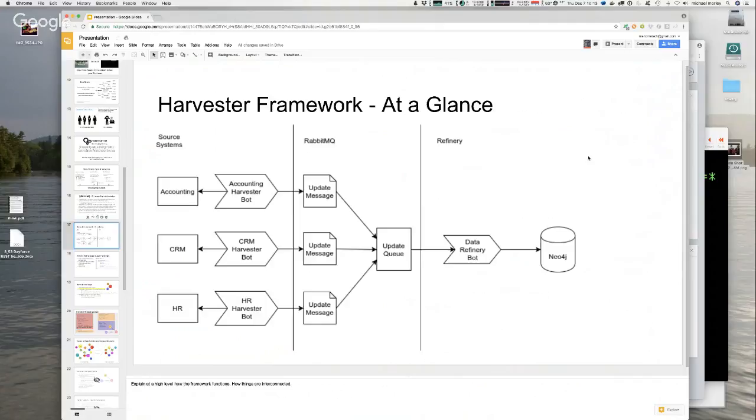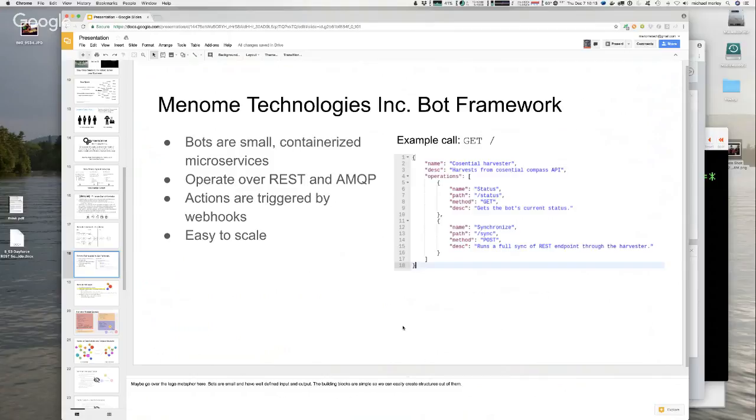So we'll get more into that, but first, just a quick rundown of the bot framework. Bots are nothing more than small containerized microservices with a standard way of talking to them. So they operate over REST and AMQP. They can be triggered by webhooks. We can scale them, we can programmatically and remotely control them. They're malleable. They're just really handy.